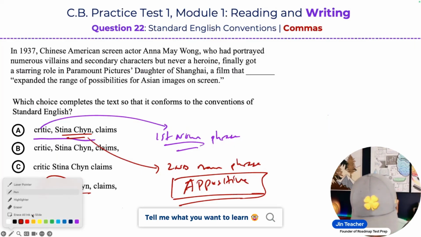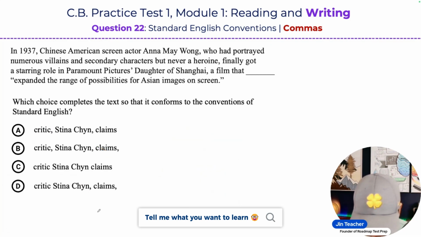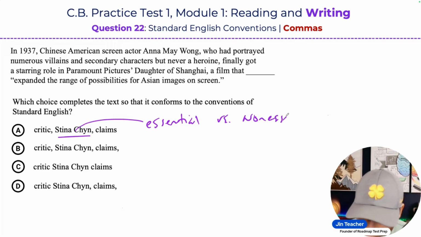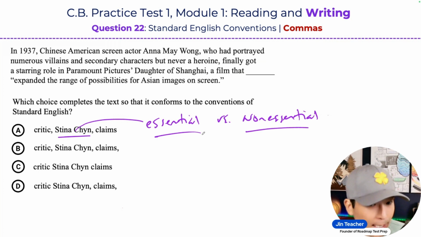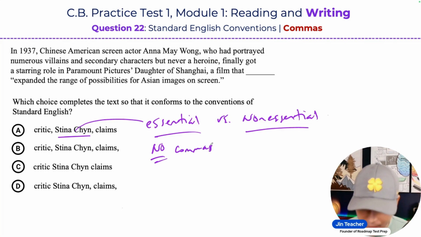Now, grammatically, what you will be tested on is you have to figure out whether this appositive is essential information or whether it's non-essential. So this is where the comma rules come into play, right? If information is essential, you do not put commas around the appositive.